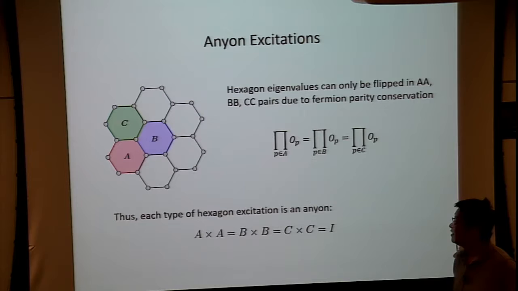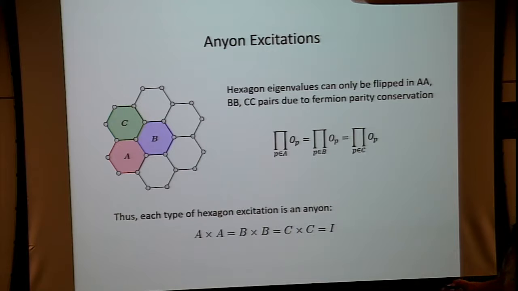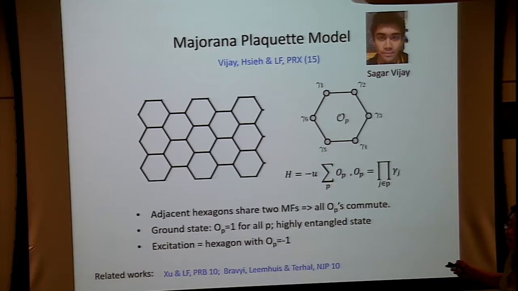Yeah, one can define some ordering, and I'm not being particularly careful, so let's see. 1, 2, 3, 4, 5, 6. For each hexagon, for example, I can start like this.